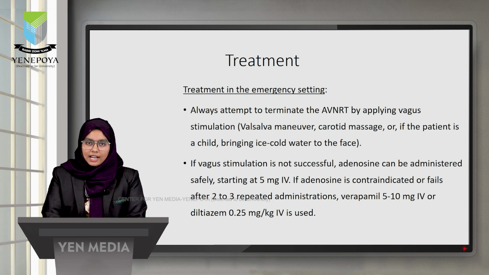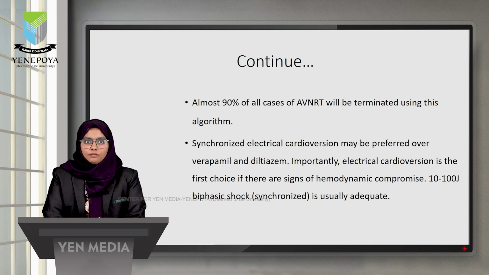If adenosine is contraindicated or fails after 2 to 3 repeated administrations, either verapamil or diltiazem is used: verapamil 5 to 10 mg intravenously, or diltiazem 0.25 mg per kg intravenously. Almost 90% of cases of AVNRT will be terminated using this algorithm, or synchronized electrical cardioversion may be preferred over verapamil or diltiazem. Importantly, electrical cardioversion is the first choice if there is a sign of hemodynamic compromise. A 10 to 100 joule biphasic synchronized shock is usually adequate.